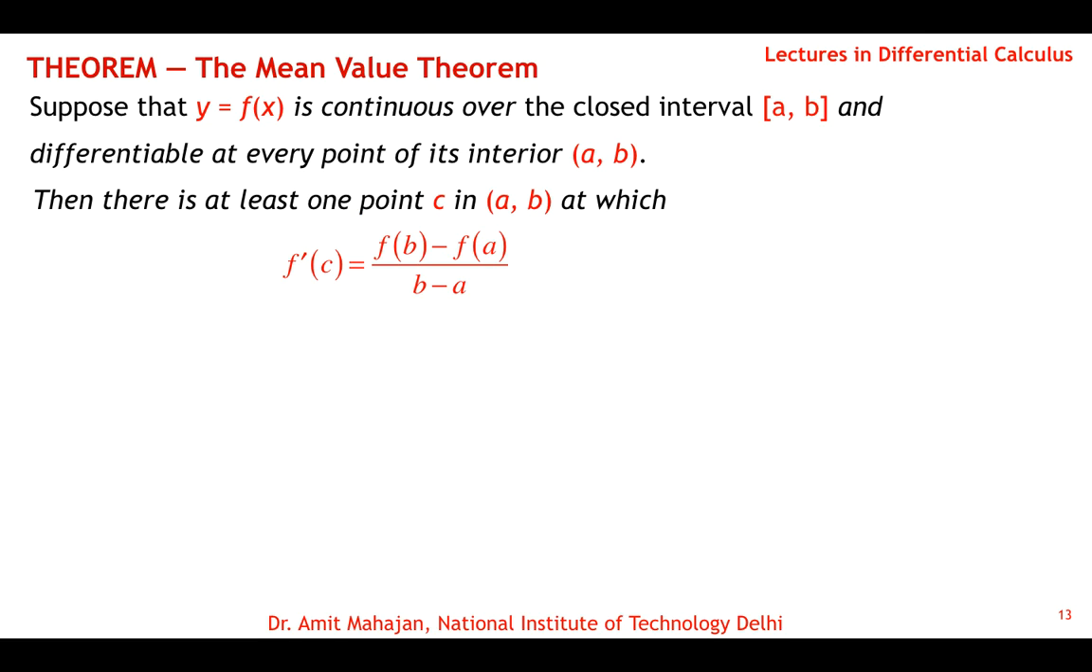Now we are going to prove one important theorem, known as the mean value theorem, and it says that suppose y equals f(x) is continuous over the closed interval AB and differentiable at every point of its interior AB, then there is at least one point C in AB at which f dash C is equal to (f(b) minus f(a)) over (b minus a).